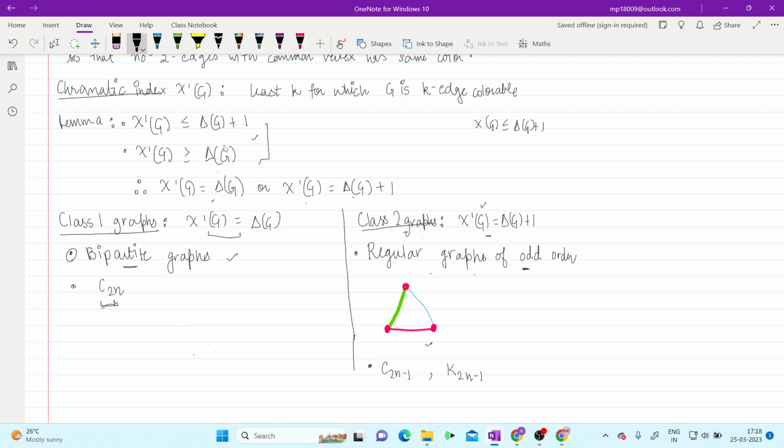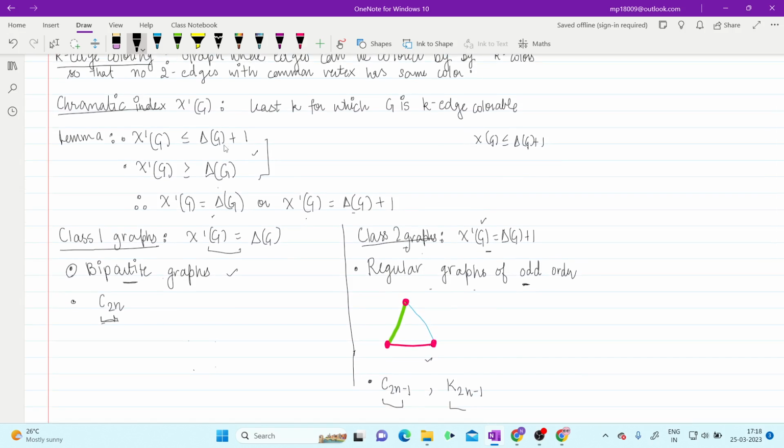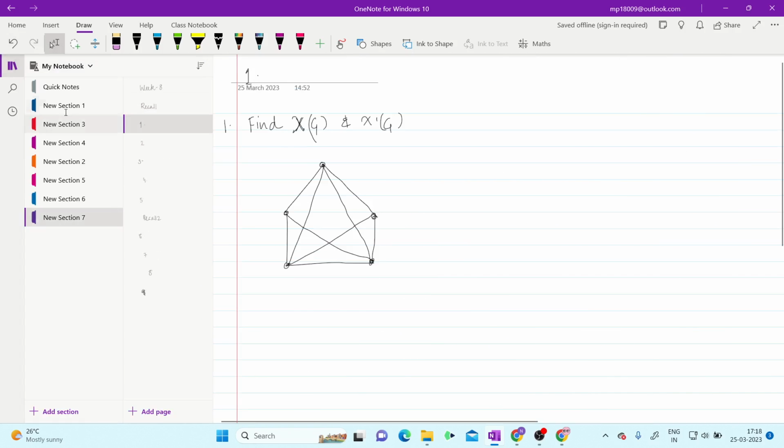So if you are given a regular graph of odd order, you can directly say that the chromatic index is maximum degree plus 1. Particular examples of regular graphs of odd order are odd cycles, or complete graphs with an odd number of vertices. So this was chromatic number and chromatic index. Now let's compute some chromatic numbers and indices for some examples.